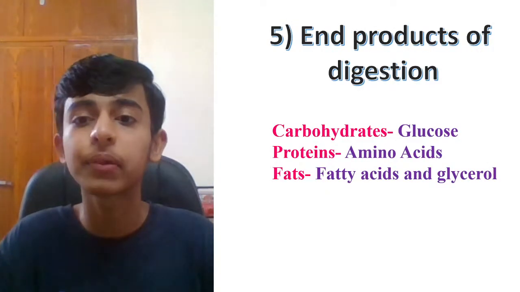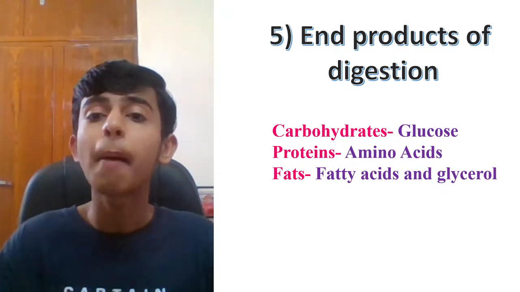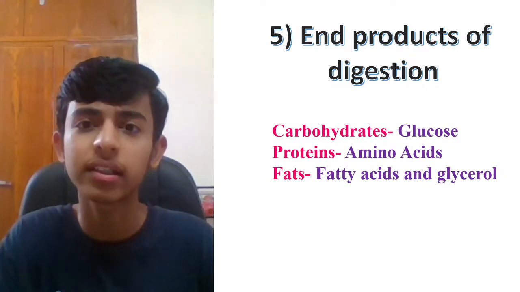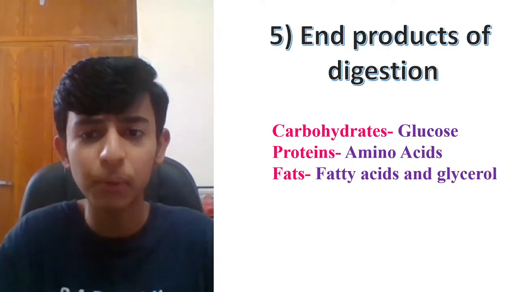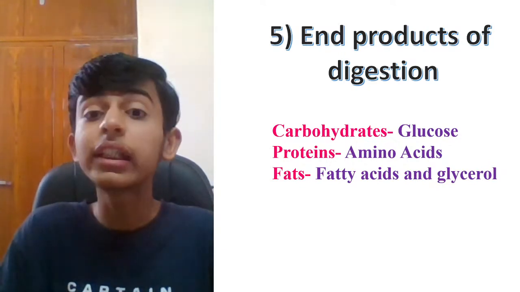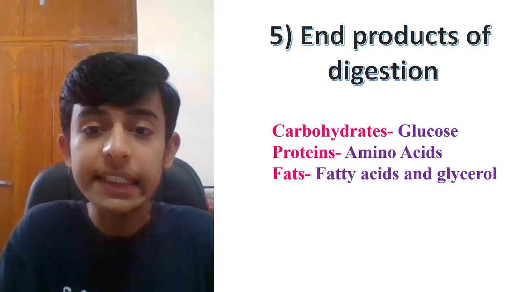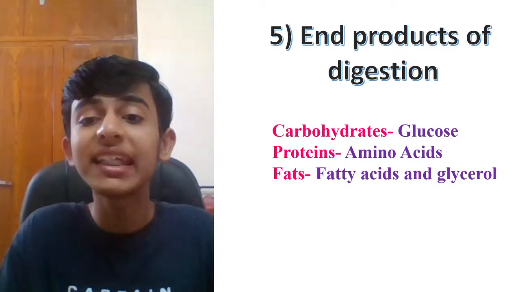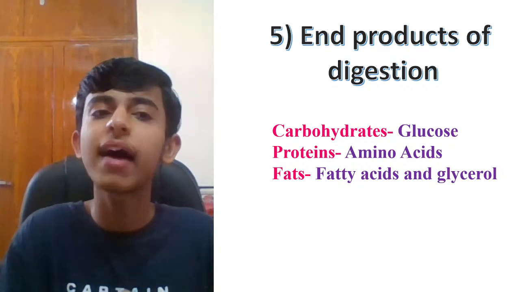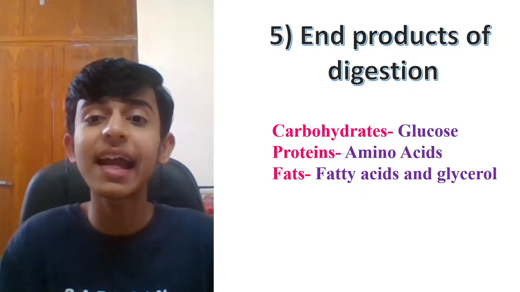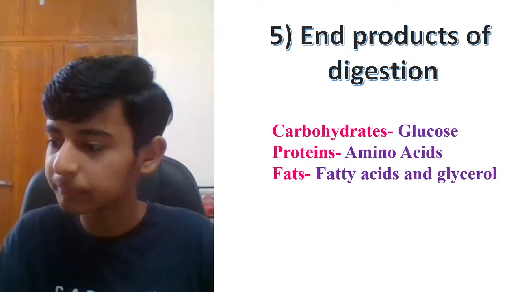Now coming to the end products of digestion. We have read that the complete digestion takes place in the small intestine, but what are the simplest products that are formed? Now the carbohydrates. These complex carbohydrates convert into glucose. Then the proteins get converted into amino acids. And the fats get converted into fatty acids and glycerol. So these are the end products of digestion. So is it clear?